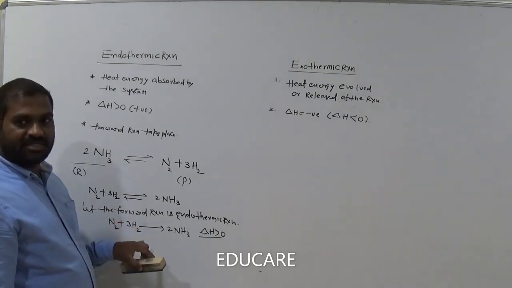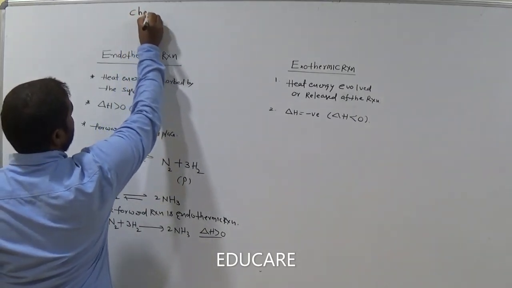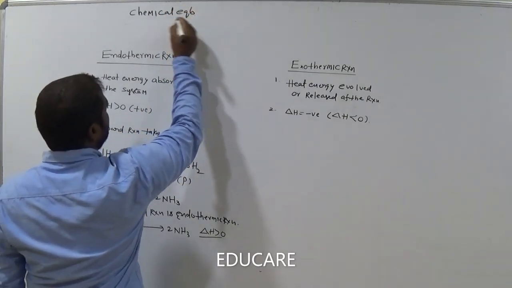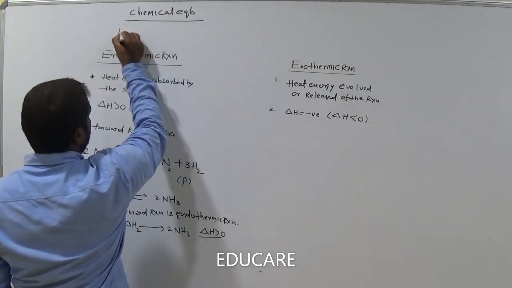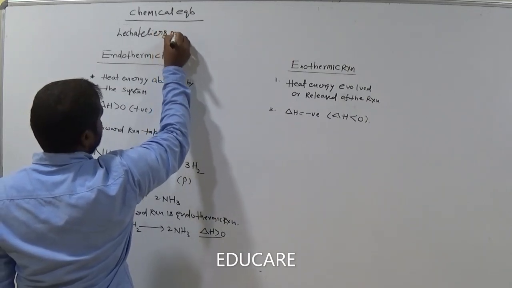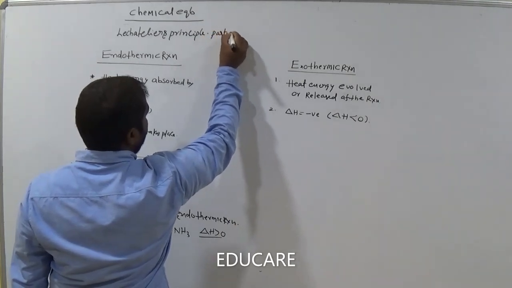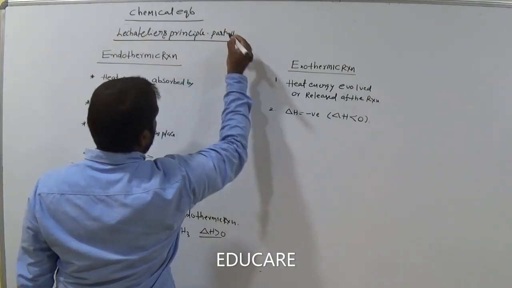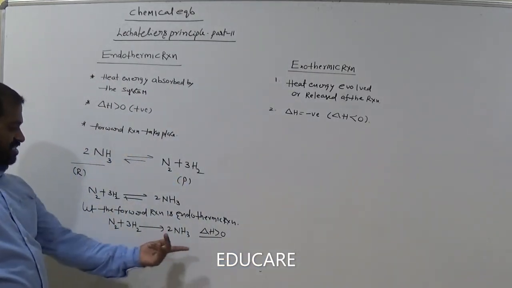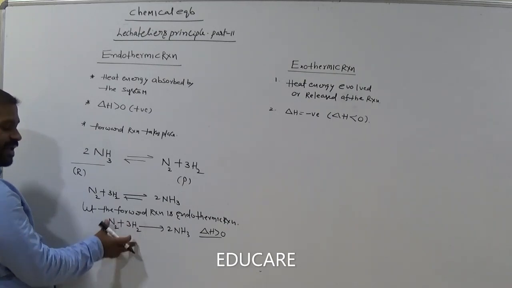Students, this is the continuity of yesterday's topic, chemical equilibrium, in that Le-Chatelier's principle part 2. So this is the endothermic reaction. Endothermic reaction means we have to offer some amount of energy to the reactants. Am I right?